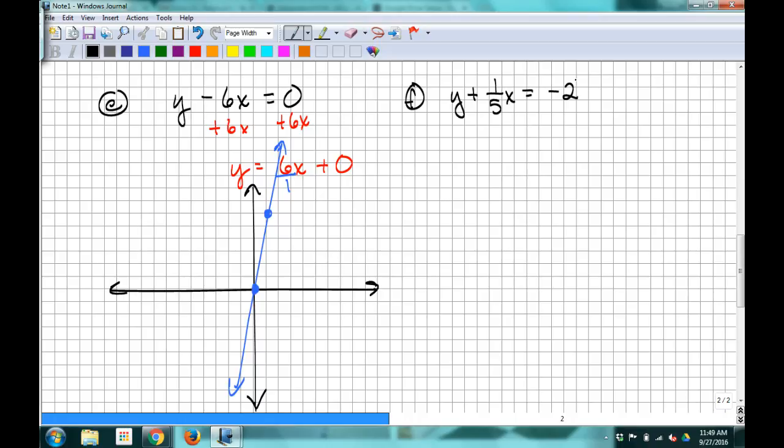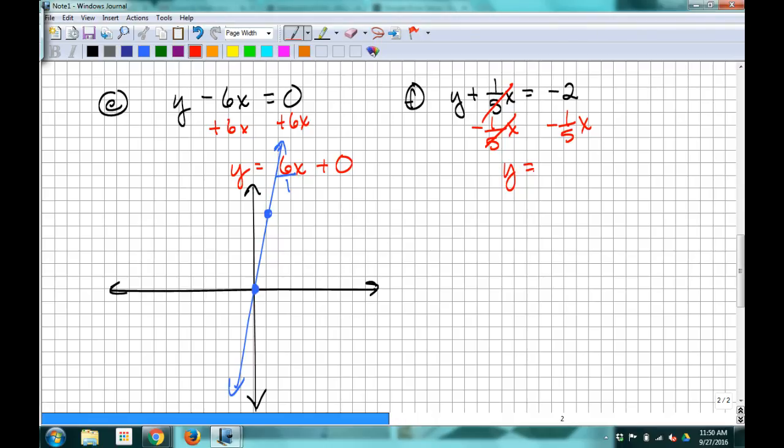y plus 1/5 x is equal to -2. So what do we do first? Talon? Good, good. Yeah, absolutely. Get the y by itself by subtracting 1/5 x. And there's y by itself.